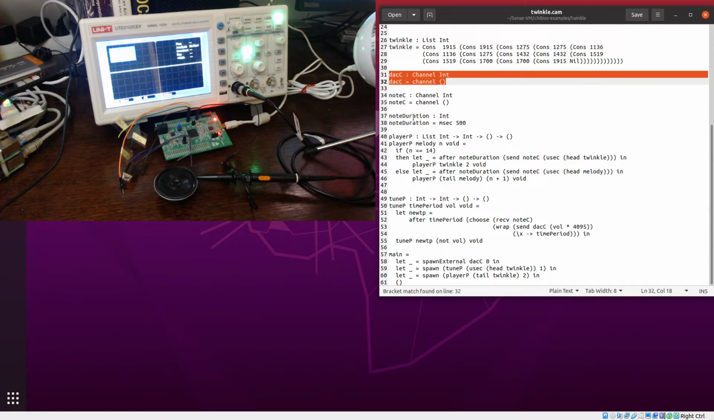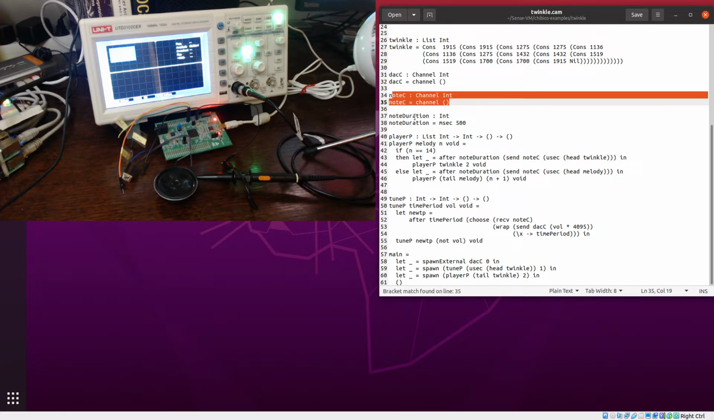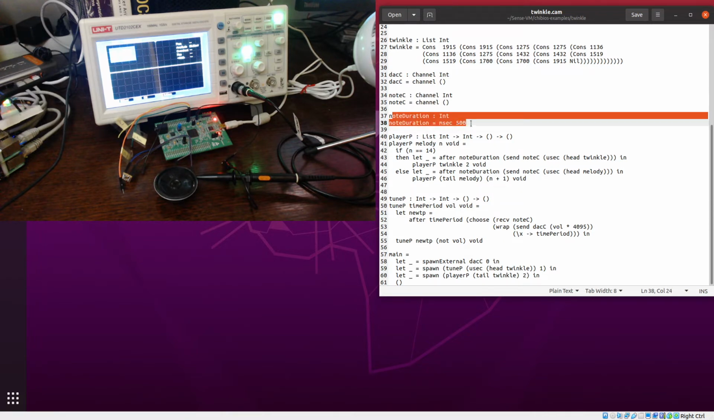Then we have a DAC channel, which is used to communicate with the DAC, and a note channel for internal communication between two processes. The note duration is set to a constant 500 milliseconds, so we play each note for the same amount of time, which is not true to the original, of course, as some notes are half notes and other notes are quarter notes, really, but we play them all the same.